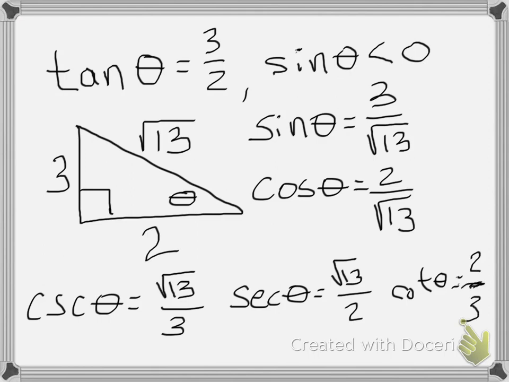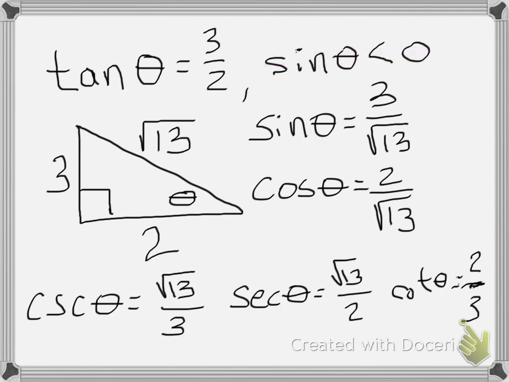Now, if we lived in a world of all positives, if we lived in a world where everything was only in the first quadrant, we'd be done. But we don't. All of these numerical values are fine. It's just, are they positive or are they negative? That's what we have to worry about. And so that's where this piece of information, the fact that the sine of theta is less than 0, is going to come into play.